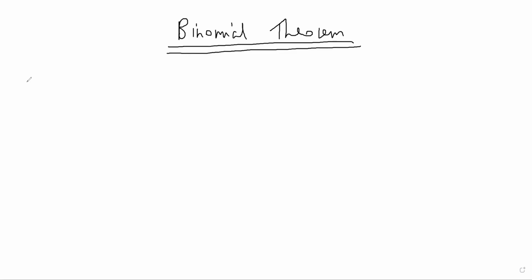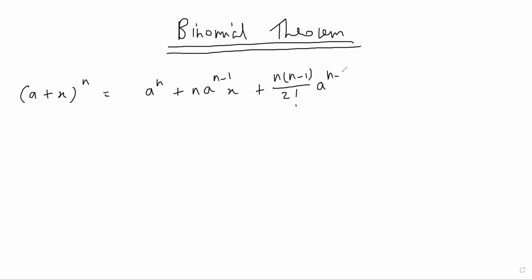All right, so let me write the expansion again. Here we have (a + x) to the power n. And of course, we know that this is equal to a to the n plus n a to the n minus 1 multiplied by x plus n times n minus 1 divided by 2 factorial multiplied by a to the n minus 2 multiplied by x squared, plus, you can go all the way to the last term, which is x to the n. So this is our expansion here.